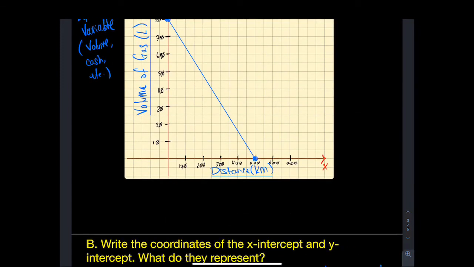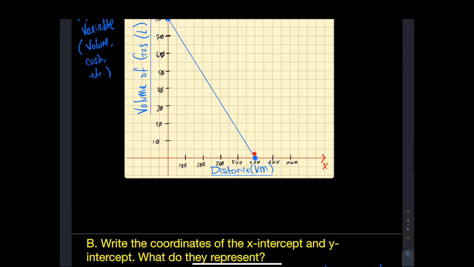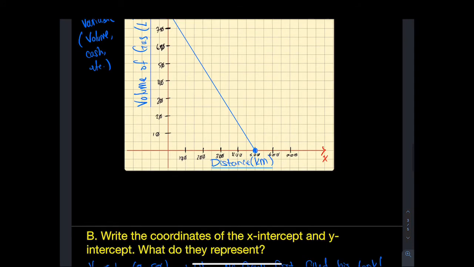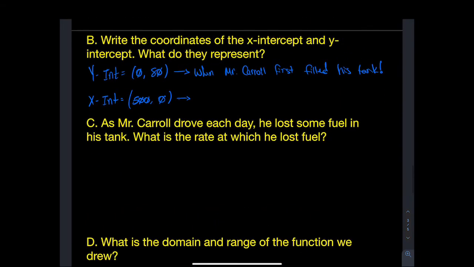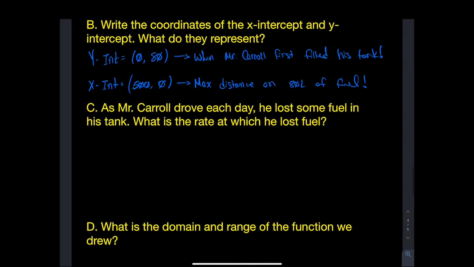X-intercept, what does the x-intercept represent? Well, in this case, what do you think it means? You can pause the video and take a guess. Well, it's the maximum distance that I went on 80 liters of fuel, right? Because I ran out of fuel right there. That's when our fuel line went all the way down to 0 liters. So that's the maximum distance on 80 liters of fuel. I went 500 kilometers, right? So that's what those two represent. This will be something I for sure ask you on a question for a quiz or a test.